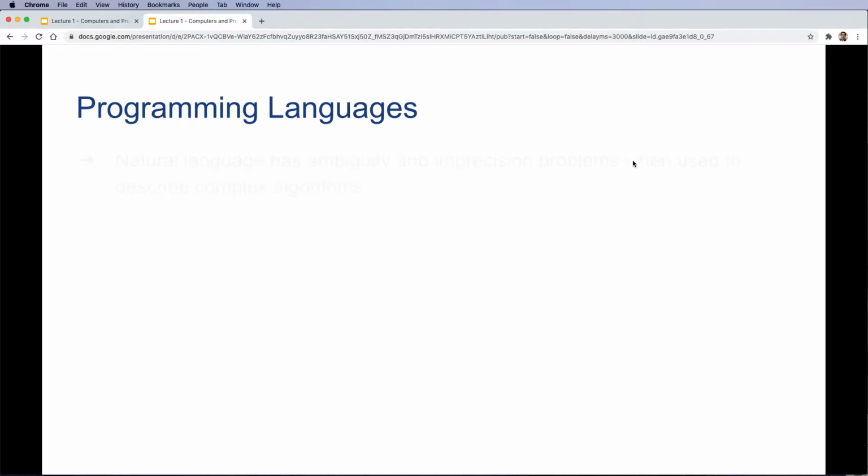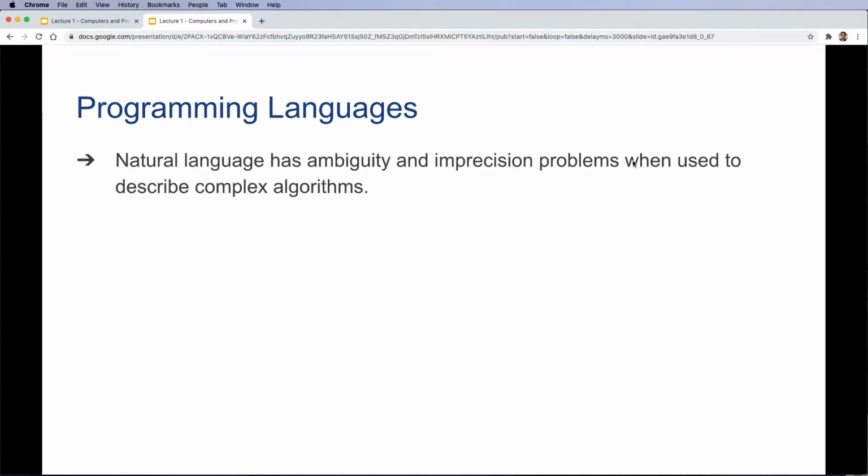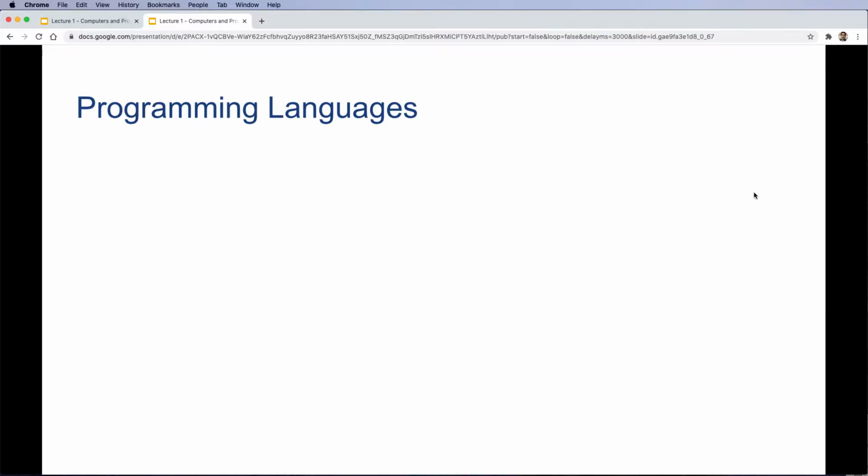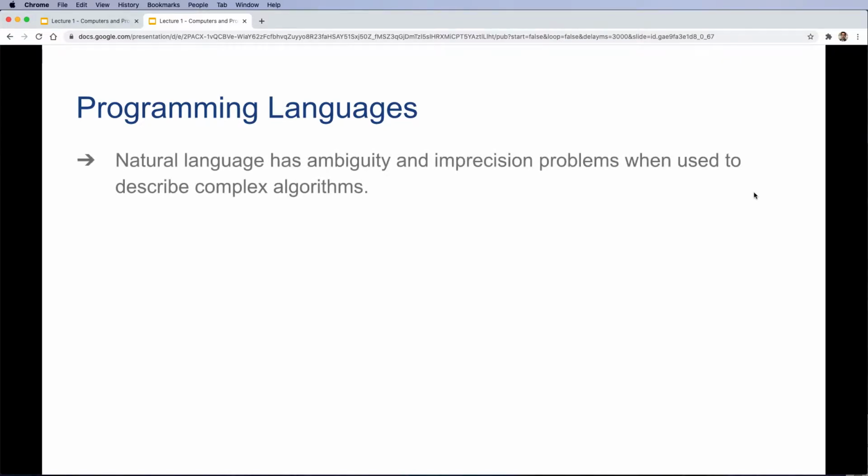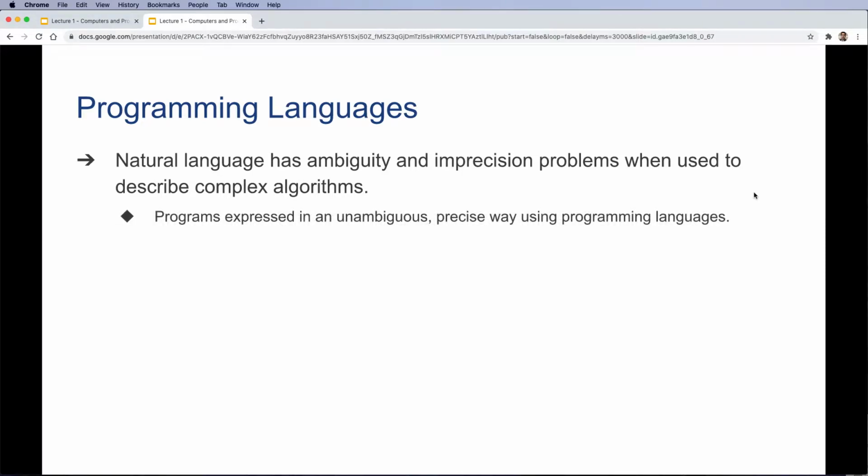Programming languages. Natural language has ambiguity and imprecision problems when used to describe complex algorithms. Programs are expressed in an unambiguous, precise way using programming languages.